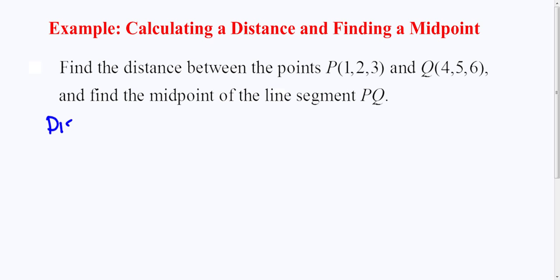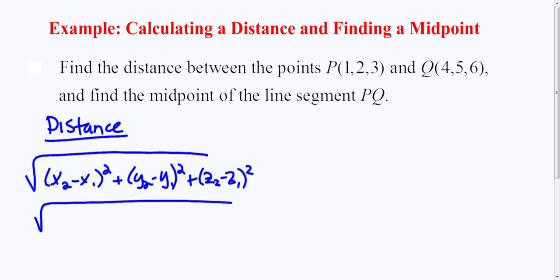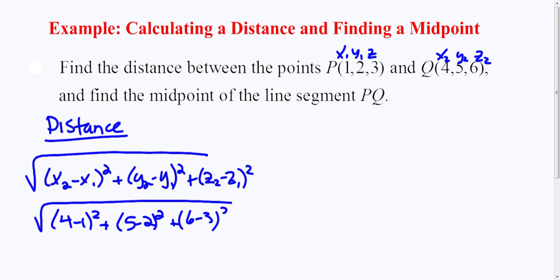Okay, so here we go. We'll start with the distance formula. So distance, remember, goes like this: x2 minus x1 squared plus y2 minus y1 squared plus z2 minus z1 squared. Okay, we'll call this x1, y1, z1, x2, y2, z2. I bet you can figure all of this out without me, but that's okay, we'll just do this. Okay, so we have 4 minus 1 squared plus 5 minus 2 squared plus 6 minus 3 squared.